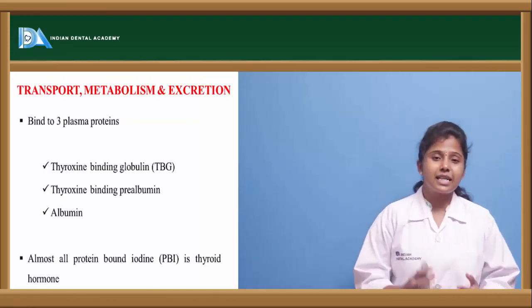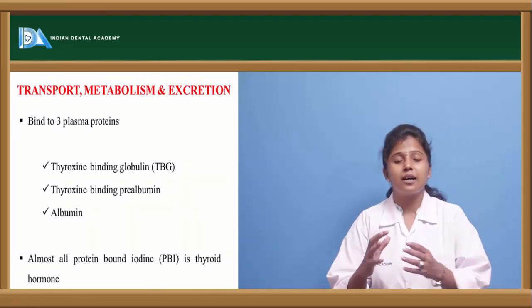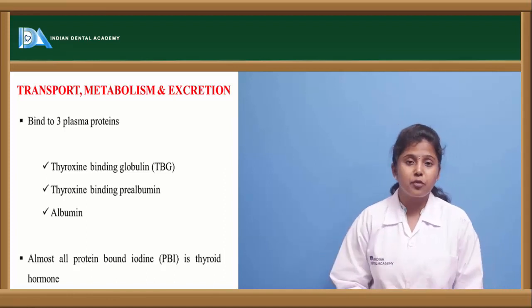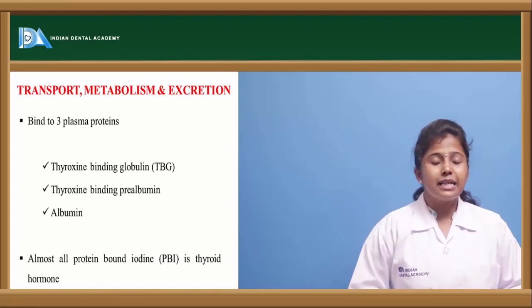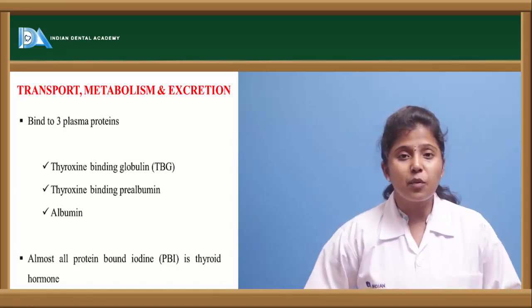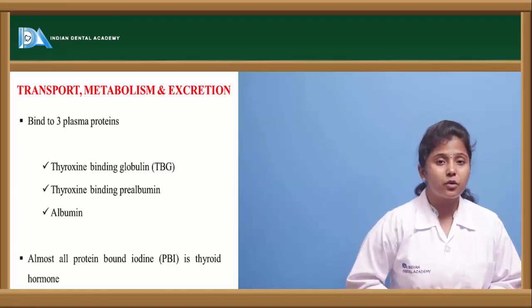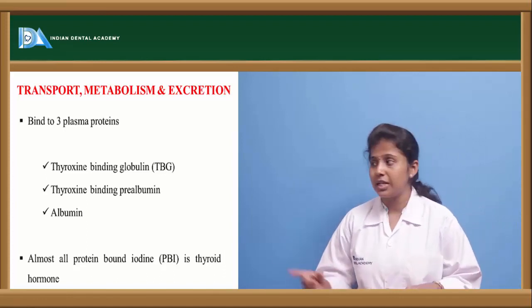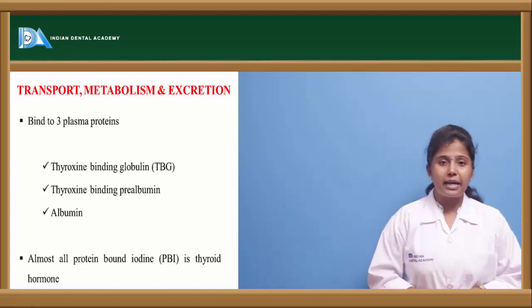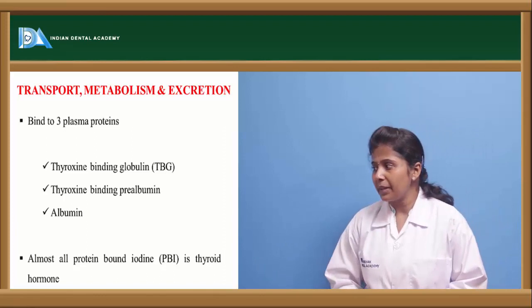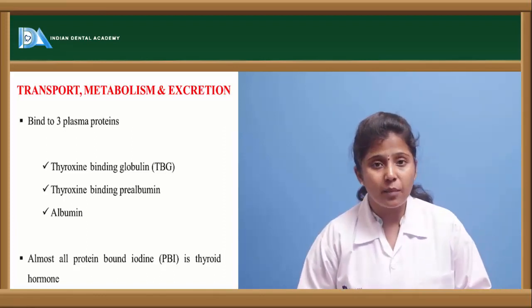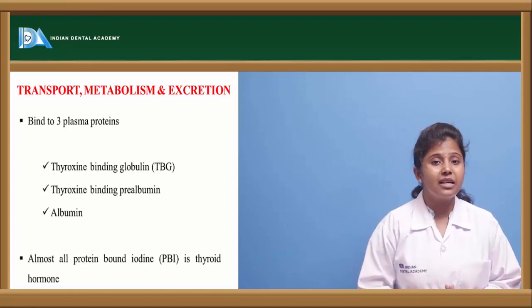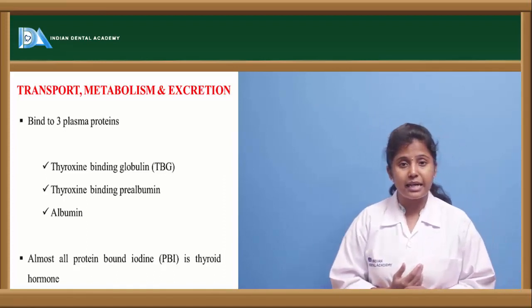So now let us see the transport. How are T3 and T4 transported and metabolized in the body? Here T3 and T4 hormones are transported with the help of plasma proteins. The main three plasma proteins are thyroxine binding globulin, thyroxine binding prealbumin and albumin. These are the three main plasma proteins, and they act as the carriers for the transport of T3 and T4.